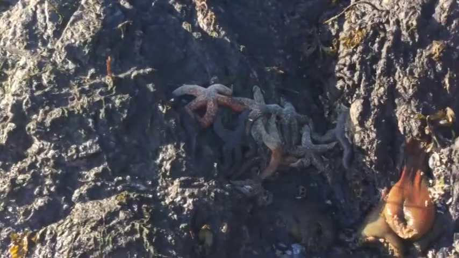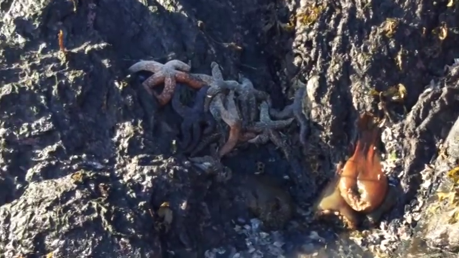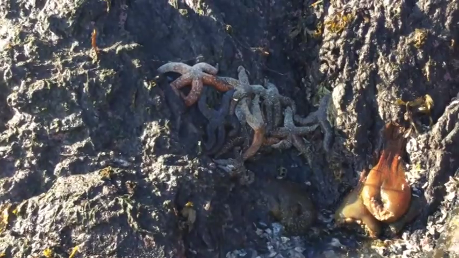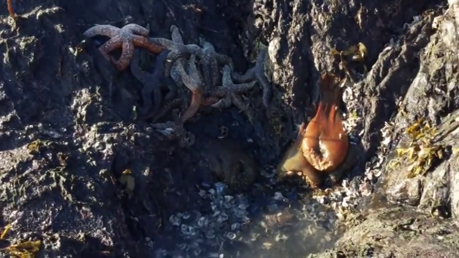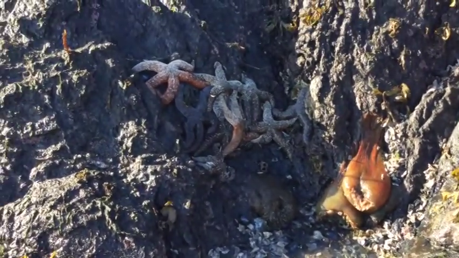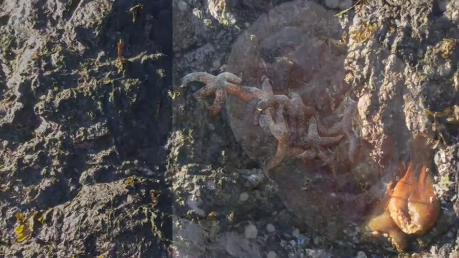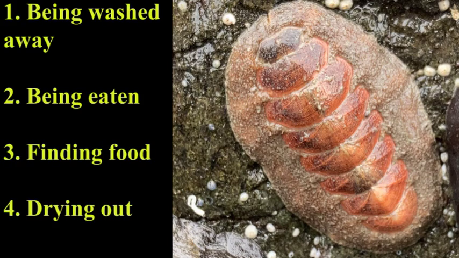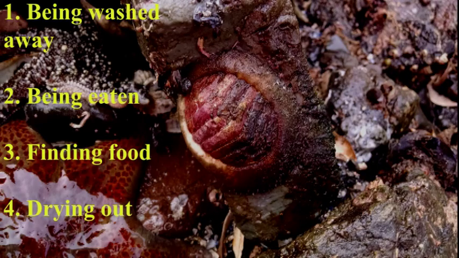We know that there are a lot of types of challenges that animals in the intertidal zone have to face. To start off, let's focus on four main categories that animals, such as these sea stars and anemones, face every single day in the intertidal zone. Let's observe this chiton. This chiton has to face four main challenges living in the intertidal zone, where the tide comes in and out every day.